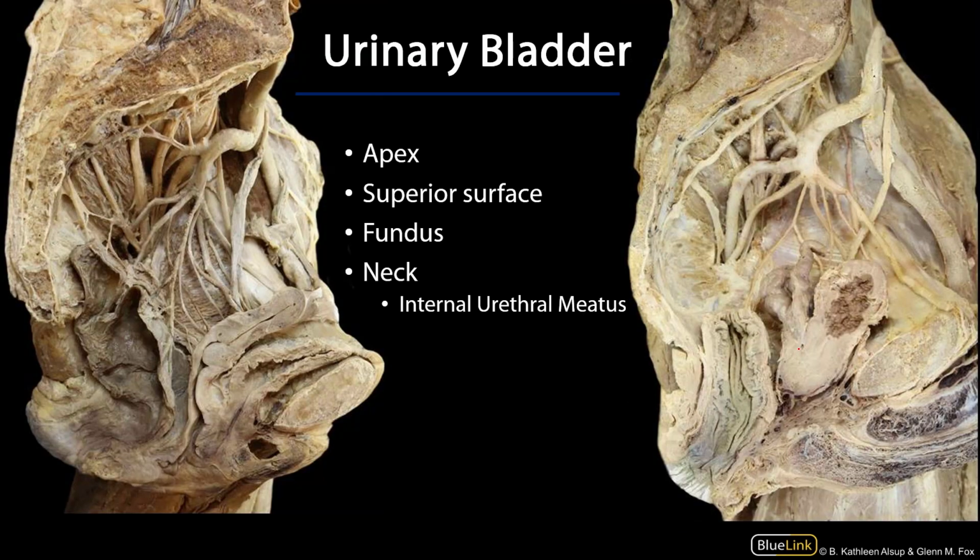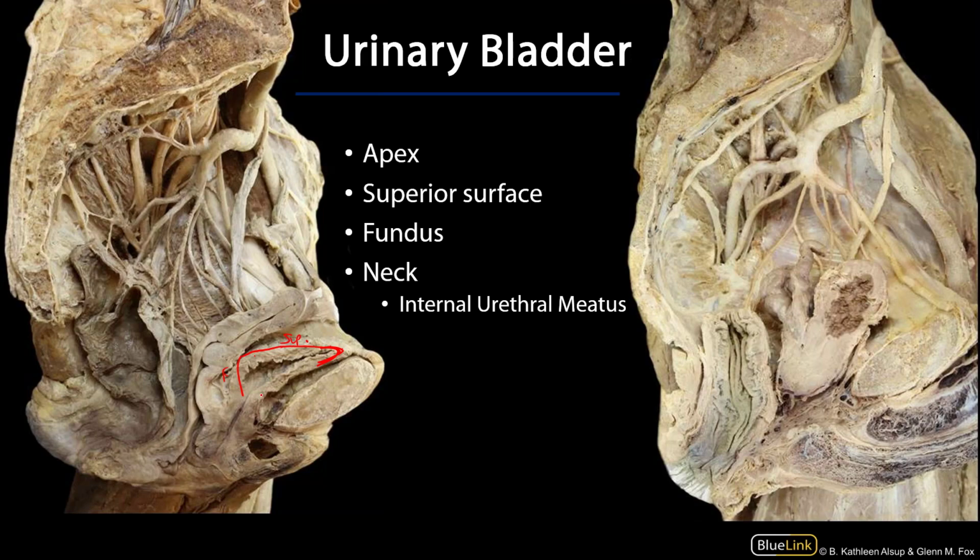So here we have sagittal sections of a typical male and female pelvis. Just point out some of the features there. A little more clean on the pelvis here to the left. So here's the superior surface of the urinary bladder. So that's superior. And then the fundus, also known as the base of the bladder, is posterior. And then we have the apex here.